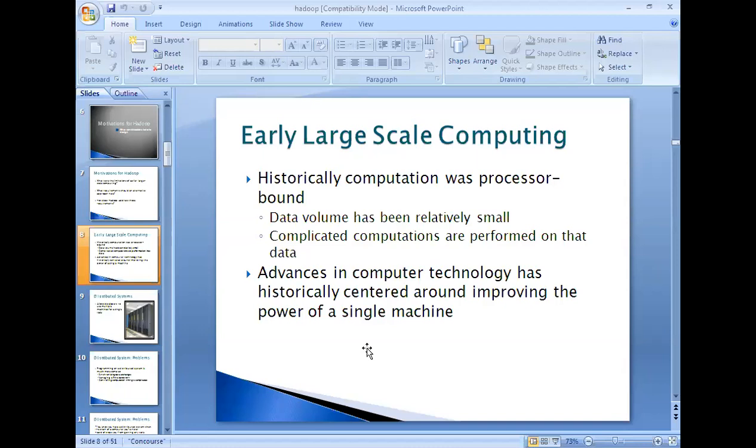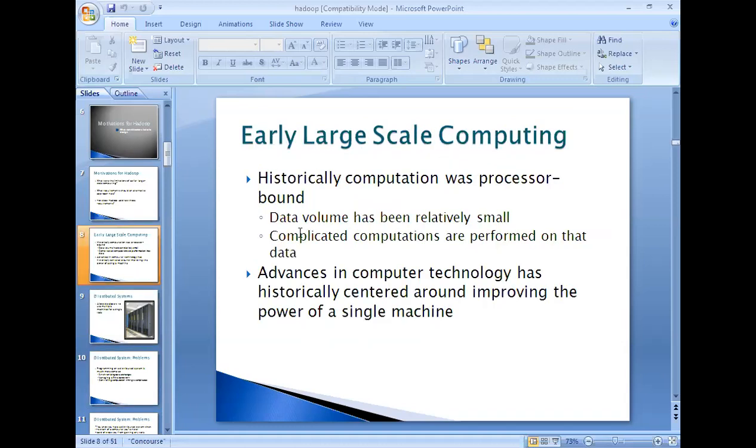And advances in computer technology have historically centered around improving the power of a single machine. So there we started improvement, because data centers, highly configured servers, and supercomputers are all the advancements in technology through which we can process that data.